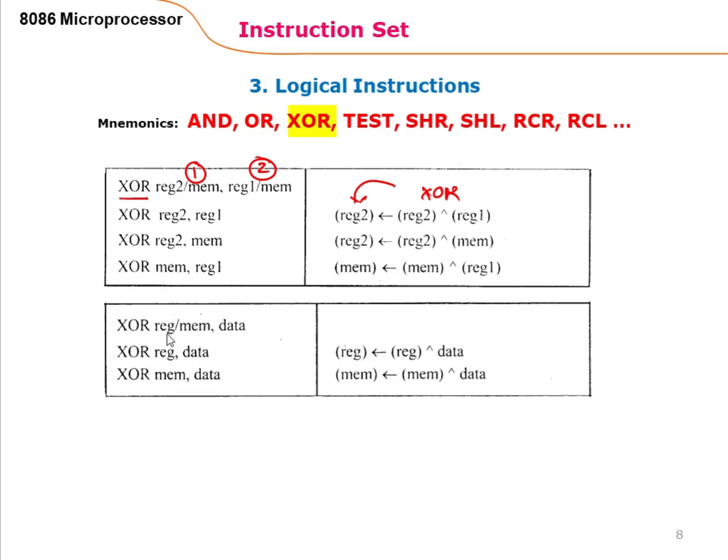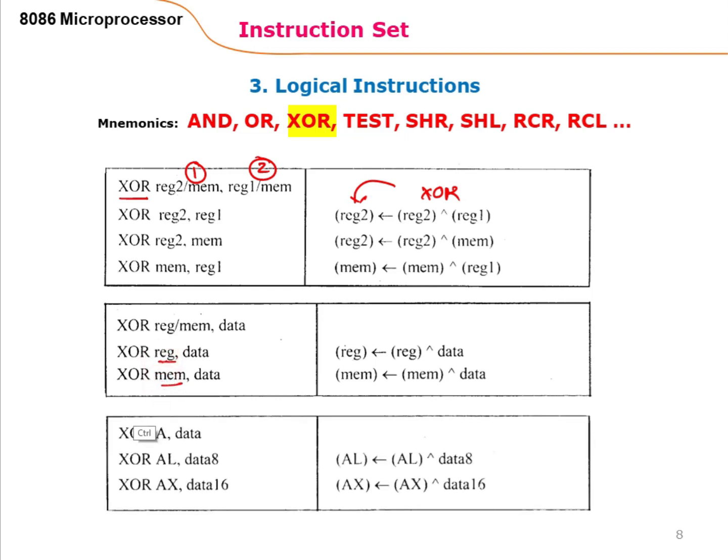Now we can use immediate data also. The XOR operation can be used with immediate data and a register or memory location. The data might be 8-bit data. If it is 8-bit data, we have to choose an 8-bit register, and if it is 16-bit data, we have to choose a 16-bit register.